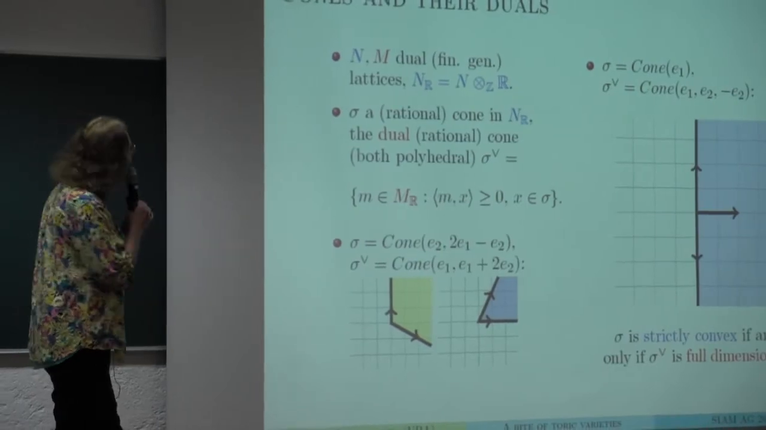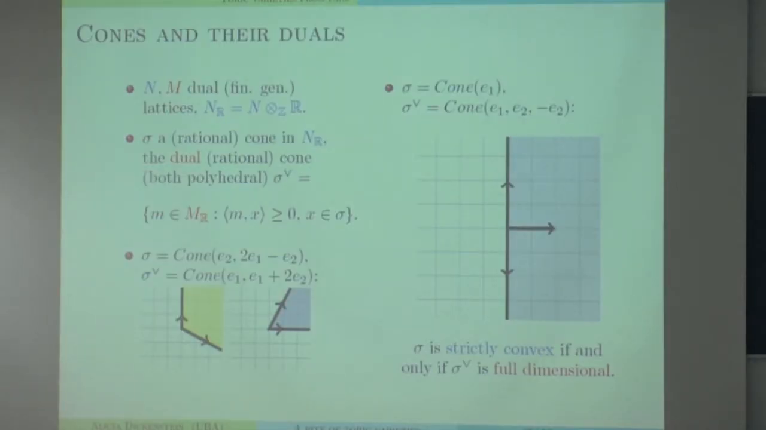Let's try to see more. So let me define what a dual cone is. Most of the time, I will say cone, but our cones are going to be polyhedral and rational cones. What's a cone? So this is a cone, but these are not the cones we are going to look at. We are going to look at cones of this shape or this shape.